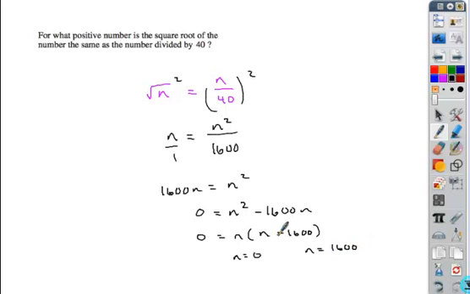Again, the values of n that would make each of these equal to 0, you could solve by taking the expression that's given and setting it equal to 0 and solving. So again, add 1600 to both sides here. And since they asked you for the positive number that works for this, 0 is not positive, so the only positive number that works here is going to be 1600. And that would be your solution.